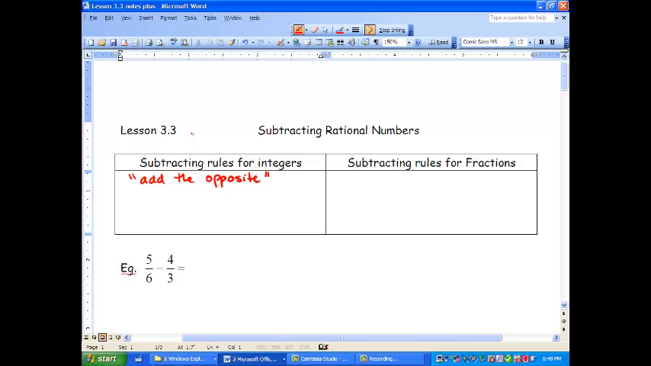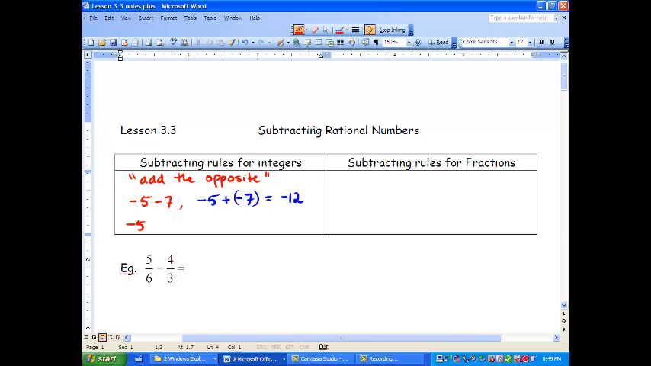All right, so what does that mean? Well, if we go -5 minus 7, and we follow our rule of add the opposite, we can change it and we get -5 plus -7. It helps us recognize the fact that we're adding more negative, and we're going to get -12.